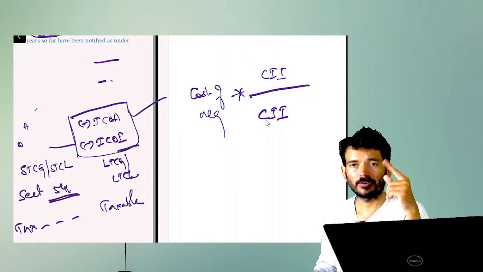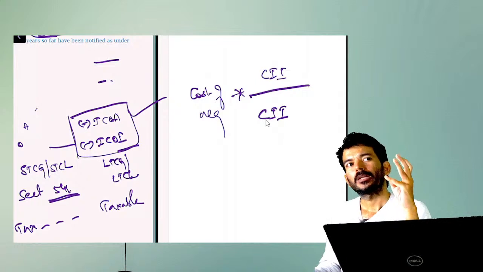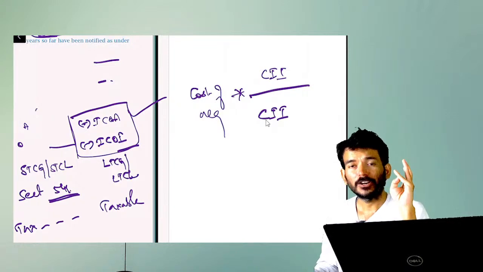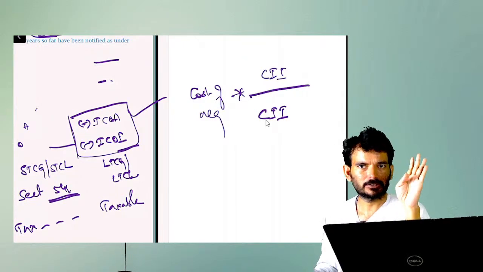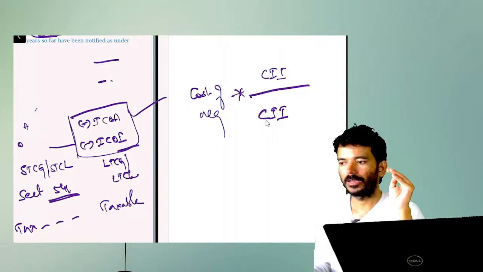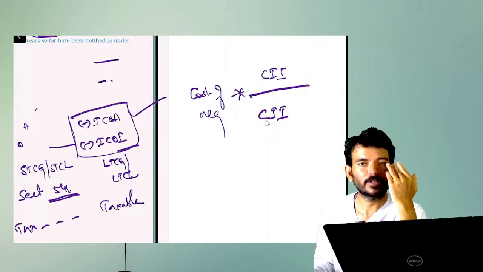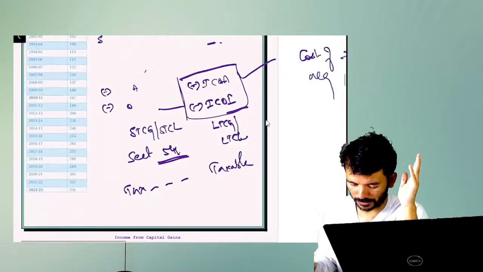Indexation will not be applicable for non-residents. They will not be taking this benefit. And for depreciable assets, you will not take the indexation benefit. For slump sale also, you will not take the effect of the indexation in the slump sale calculation. This is important from an examination perspective.